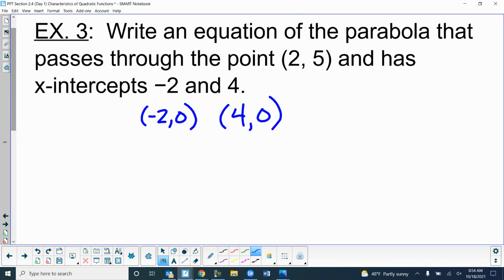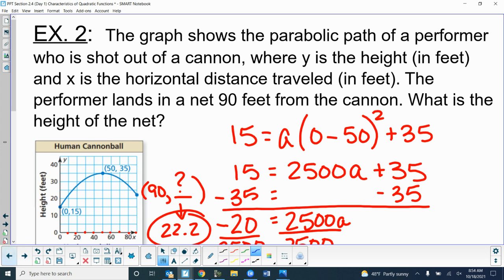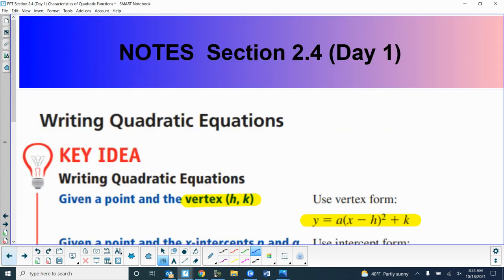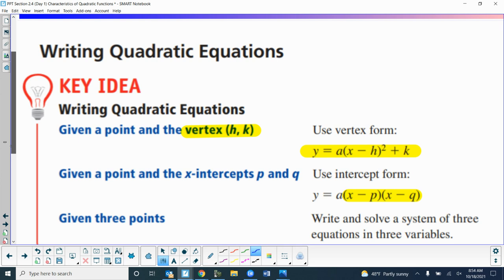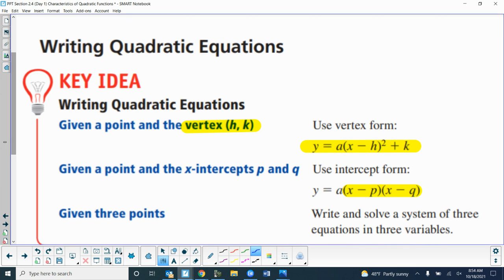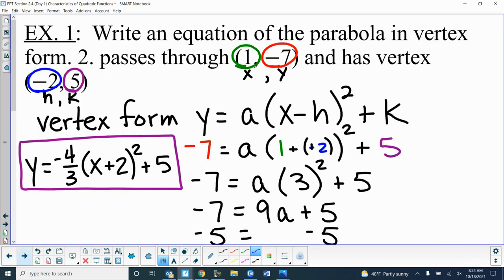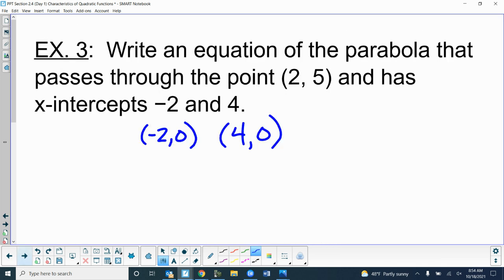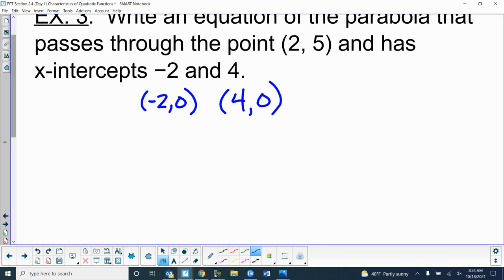Okay, so we're going to use the other formula. This one for the intercepts now, because they're giving us intercepts. Y equals a, and then x minus p and x minus q. That's the one we're going to use, and do the same thing we've been doing. All right, so here's our equation. We're going to have to figure out the a value.